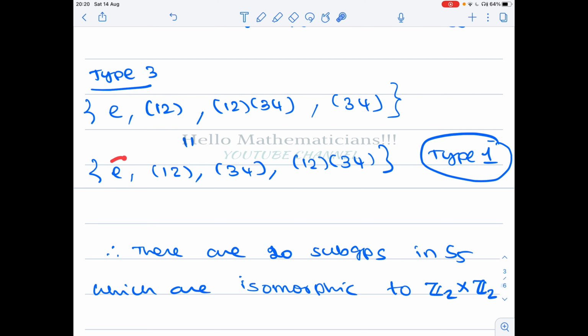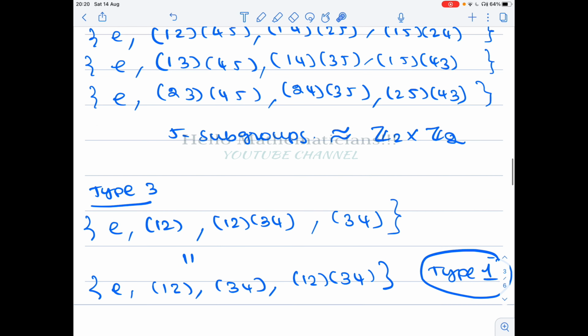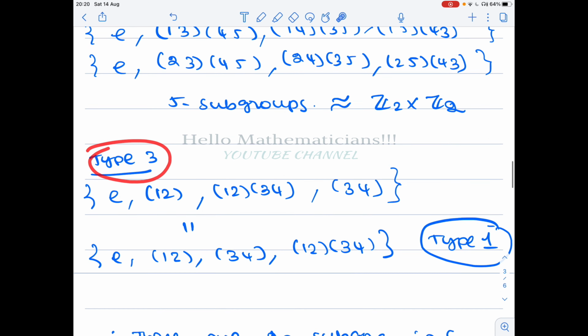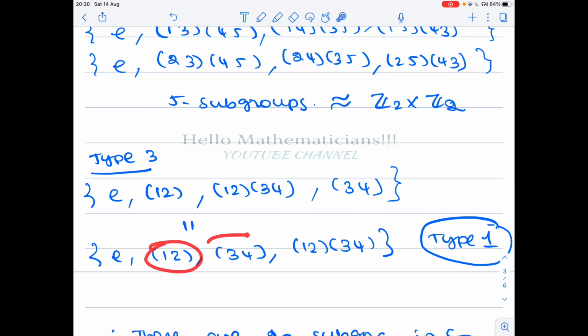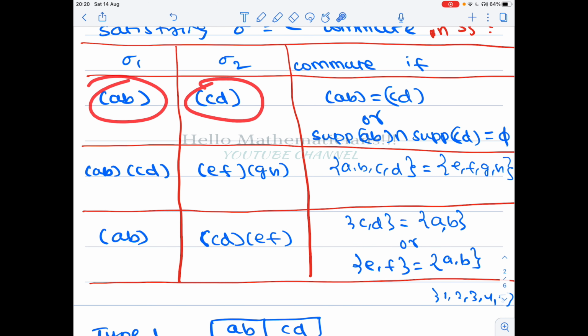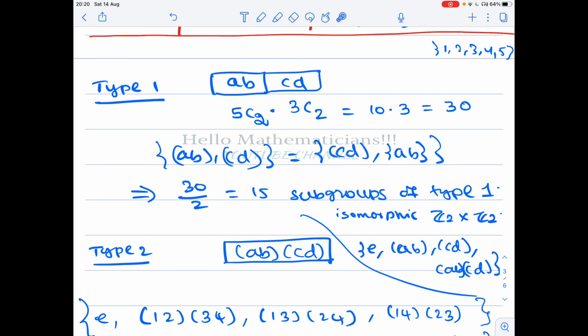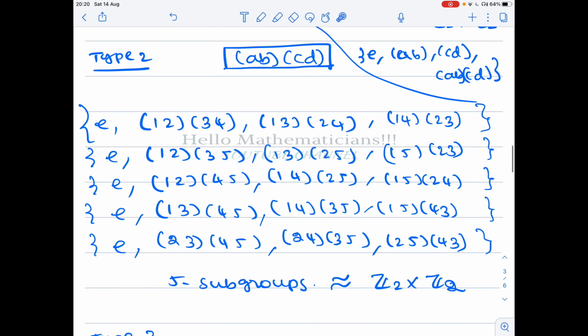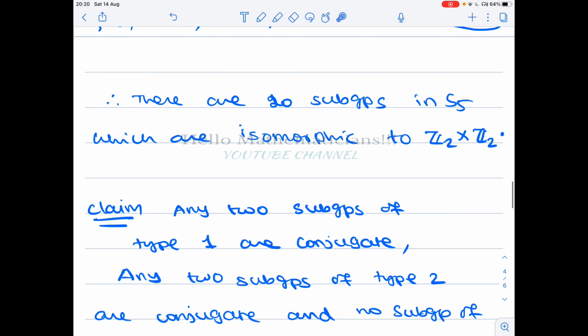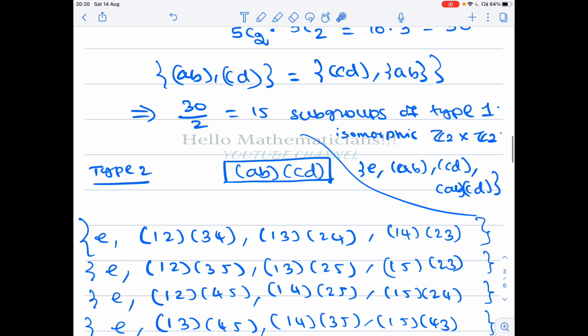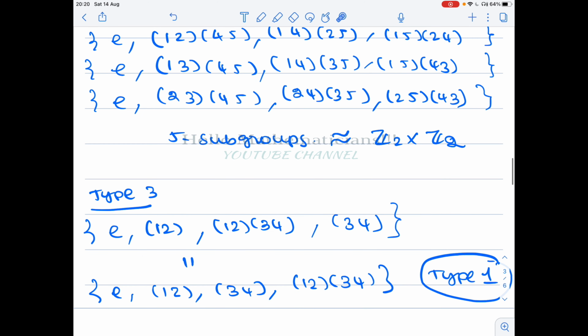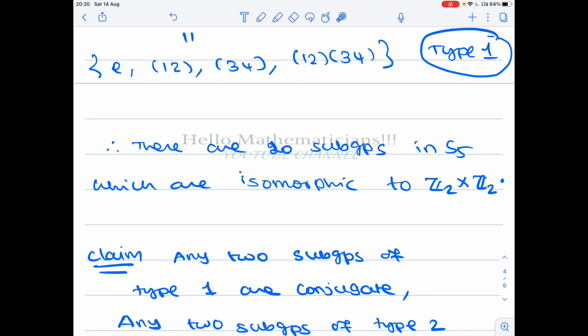Now if you take the product of these elements, we get 1 2 3 4. But this subgroup is of the form E, 1 2, 3 4, 1 2 3 4, where this is a 2-cycle, this is a 2-cycle, and this is their product. So every subgroup of type 3 is actually a subgroup of type 1. You see, this is type 1. Therefore we don't need to count the groups of type 3, because they coincide with the groups of type 1. So in total there are 20 subgroups in S5 which are isomorphic to Z2 cross Z2: 15 in type 1, 5 in type 2. So 15 plus 5 is 20.